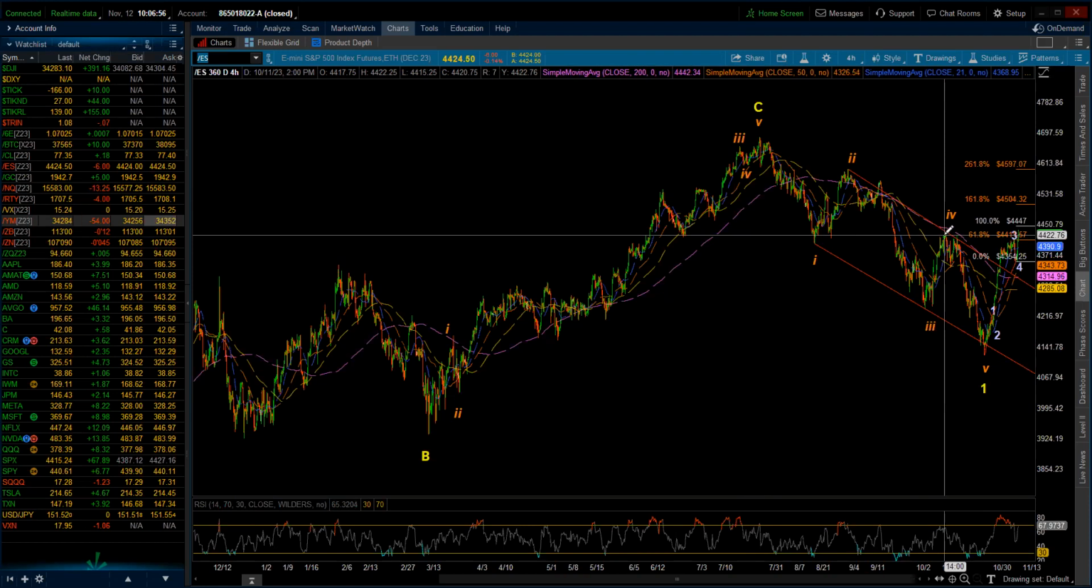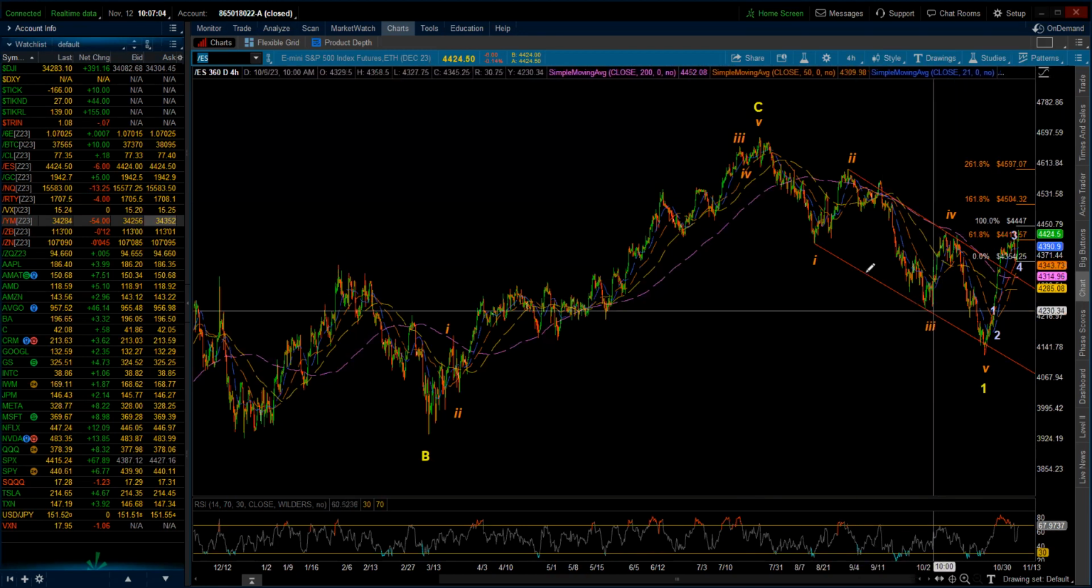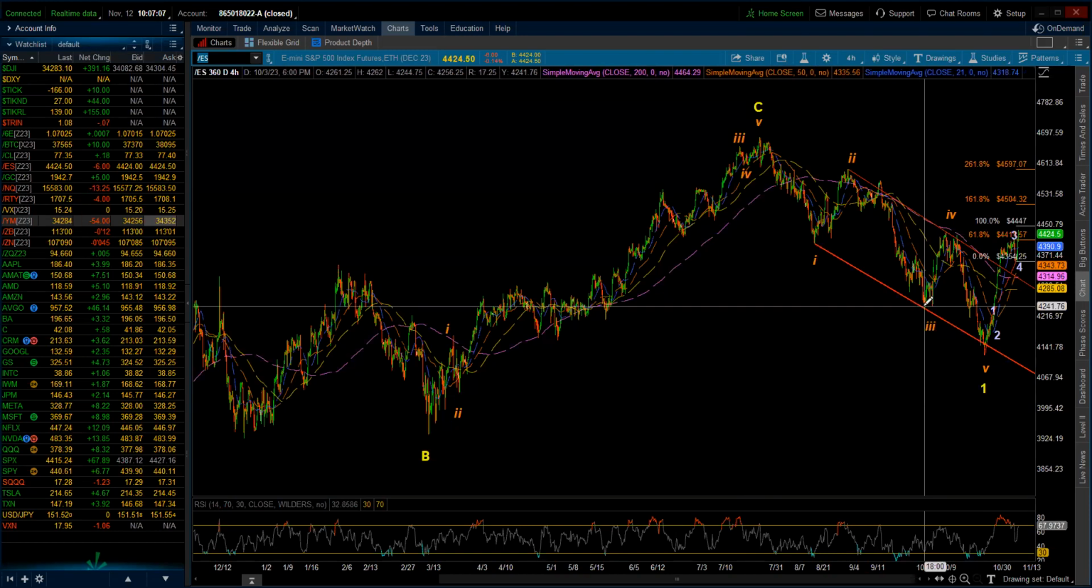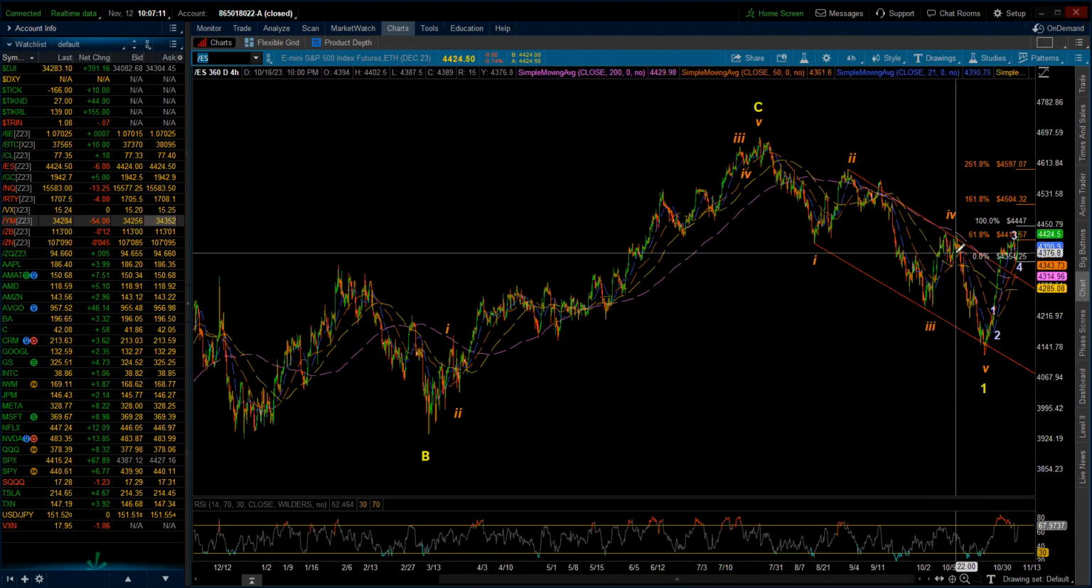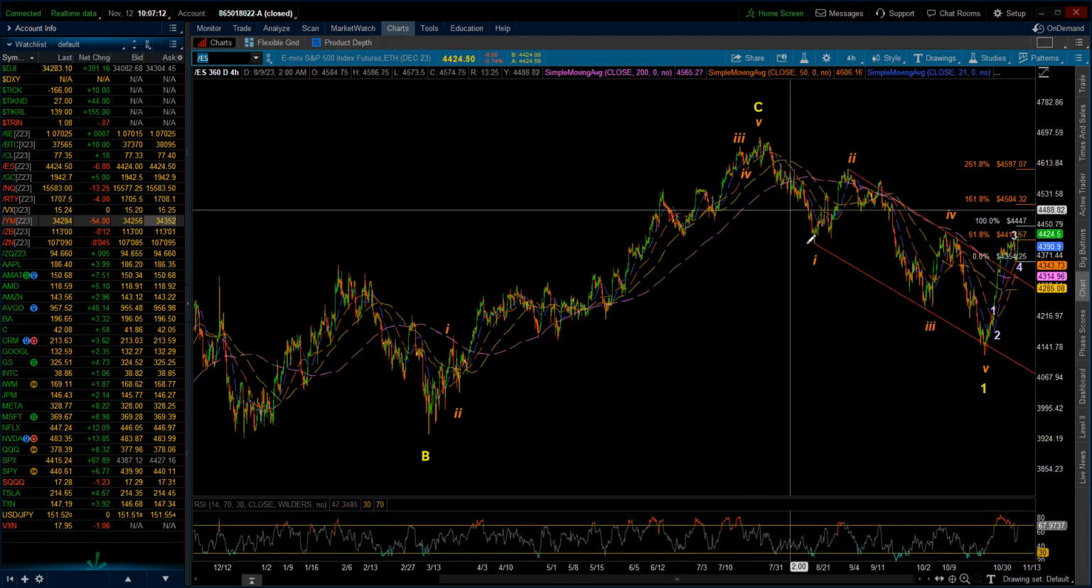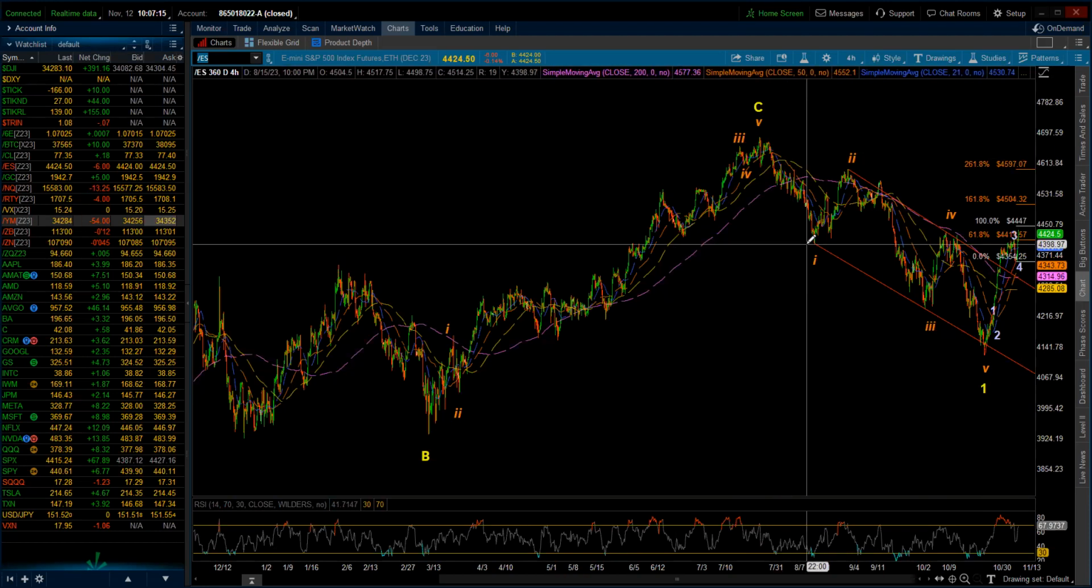So waves 1, 3, and 5 of a leading diagonal usually subdivide into zigzags, but sometimes appear to be impulse. Well, this actually appears to be an impulse, but you can count it out as a zigzag. This appears to be an impulse. You can count it out as a zigzag. Same here. So again, it meets the guideline.